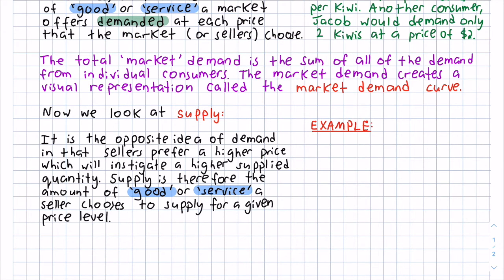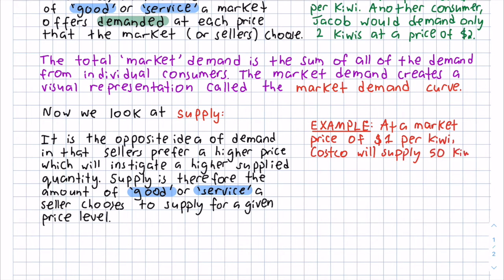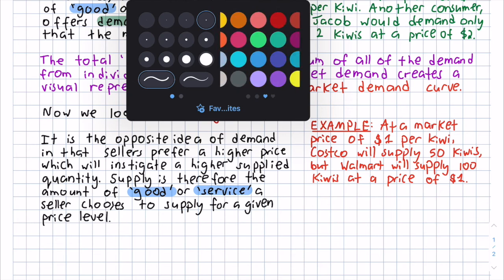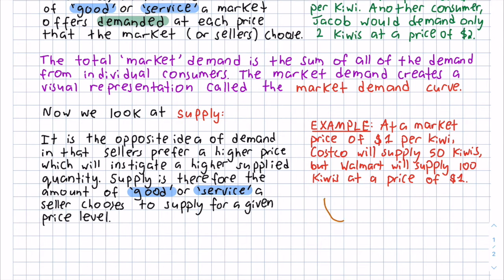So we're going to look at an example here. There are two sellers in our example. We have Costco and Walmart. At $1 per kiwi, Costco will supply 50 kiwis, but Walmart will supply up to 100 kiwis at a price of $1. And this shows the willingness to sell. At the same price, different sellers are willing to supply different amounts. And this is the willingness to supply, as mentioned before.